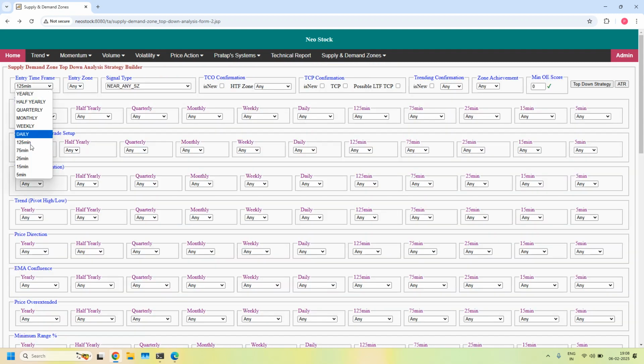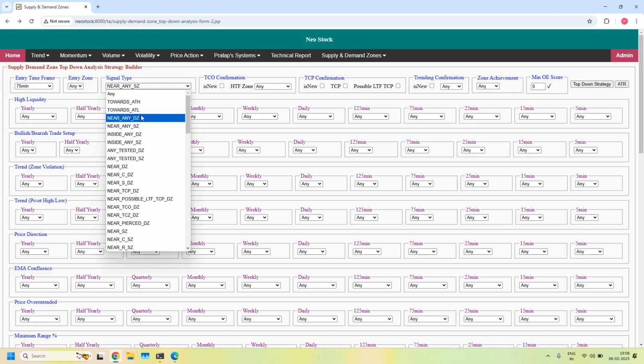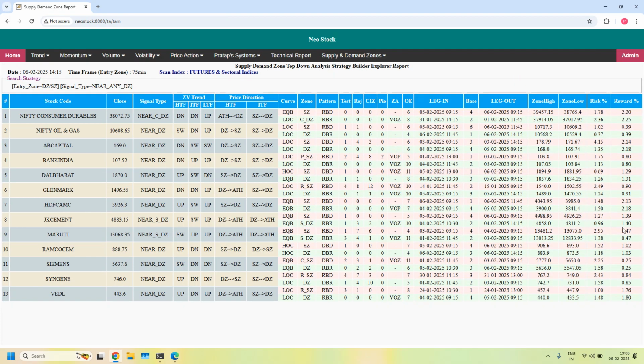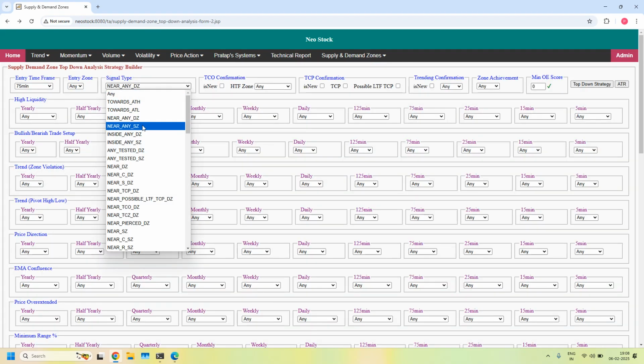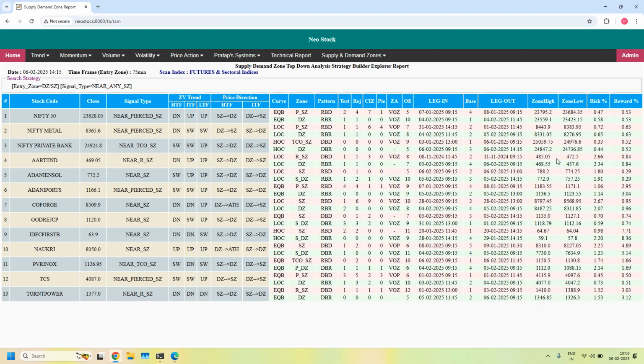Next time frame is 75 minutes. Stocks near 75 minutes demand zone. We got 13 stocks. Next 75 minutes time frame. Stocks near 75 minutes supply zone. We got 13 stocks.